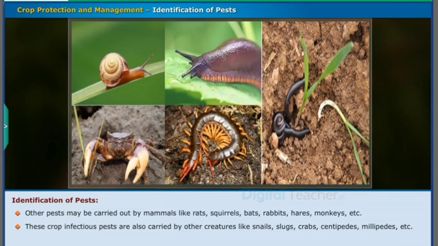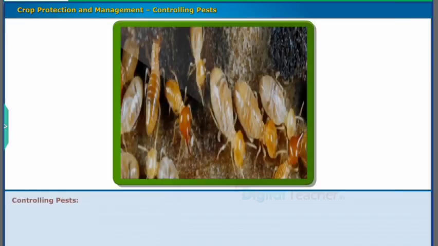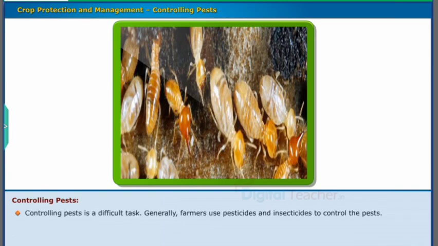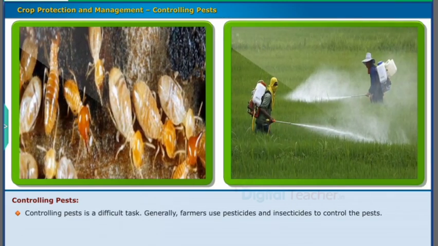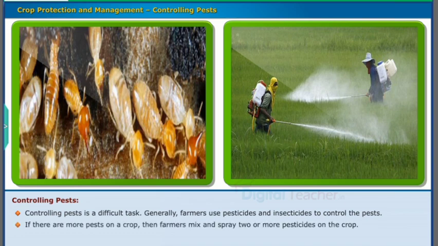Now, let us learn about different types of pesticides. Controlling pests. Controlling pests is a difficult task. Generally, farmers use pesticides and insecticides to control the pests. If there are more pests on a crop, then farmers mix and spray two or more pesticides on the crop.